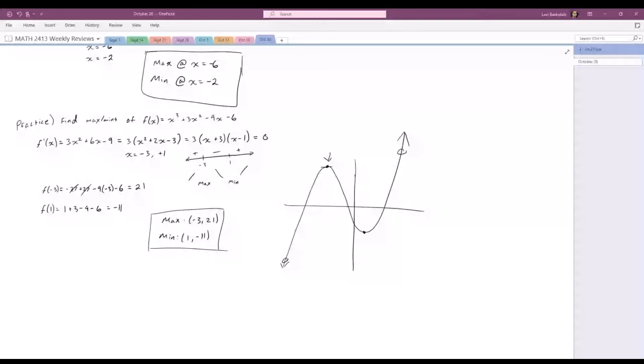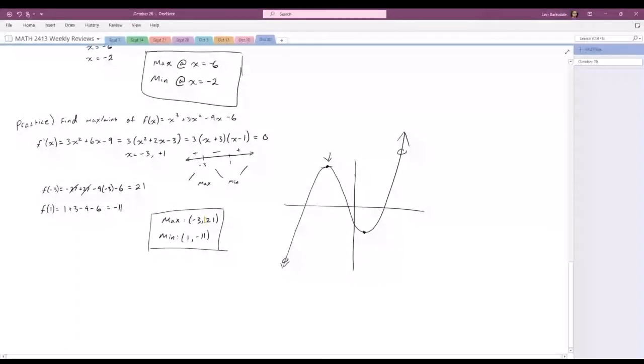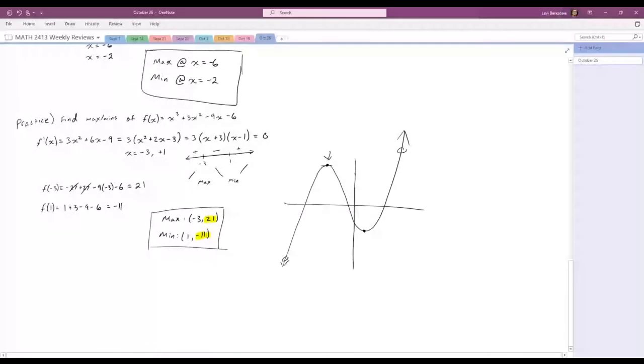It's also a good way to check that you found the correct maximum and the correct minimum, because if I, for instance, said, well, I think that -3 is my minimum, well, then clearly I could take a look at what I've done here and see, well, hey, 21 is a lot bigger than -11. So maybe -3 should be my maximum instead of my minimum. So it's just another way you can check your answer as well.